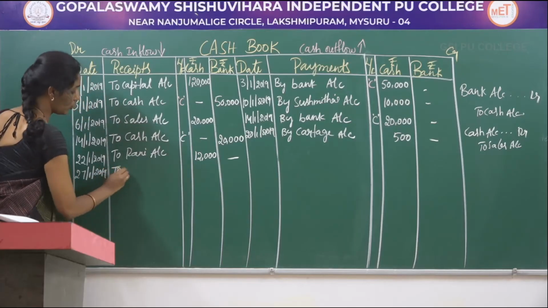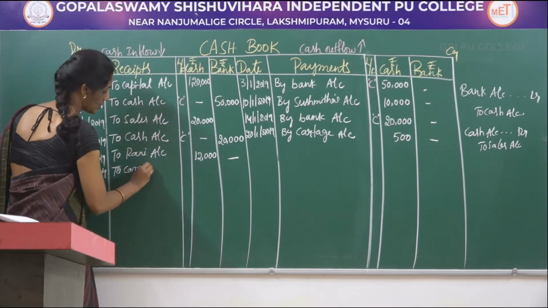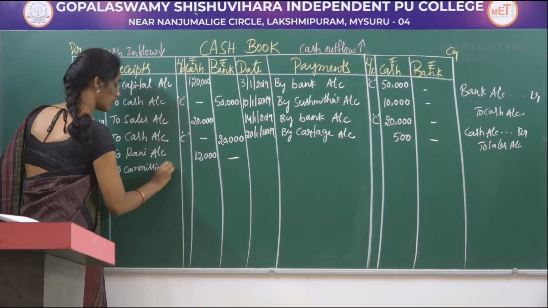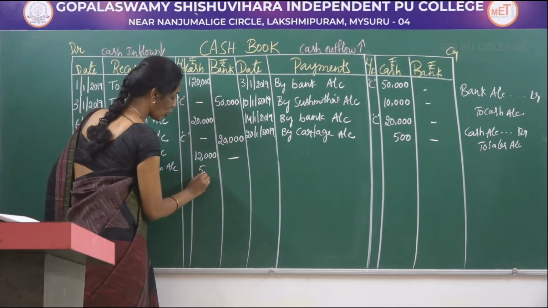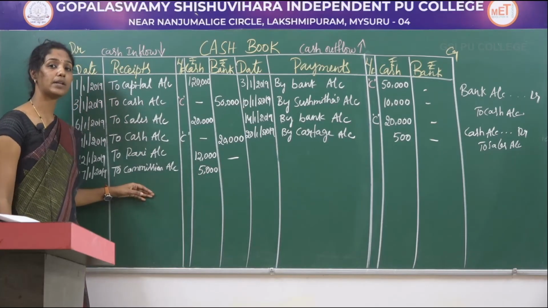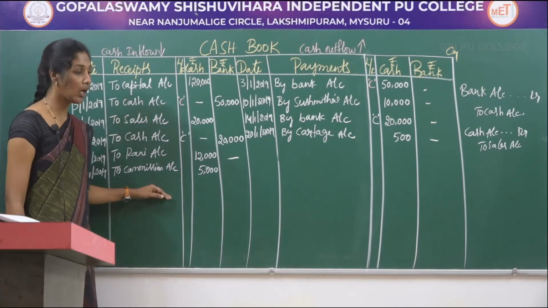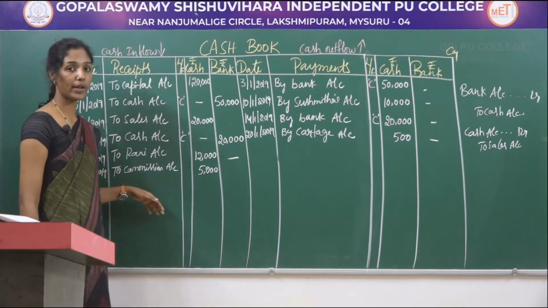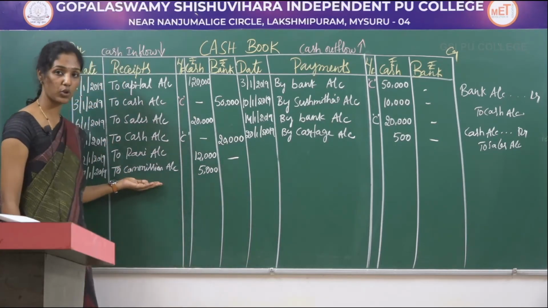27/1/2019 to commission account, enter the amount in cash column 5,000. Cash account debited to commission account. So cash account debited to commission account, you have to consider commission account.